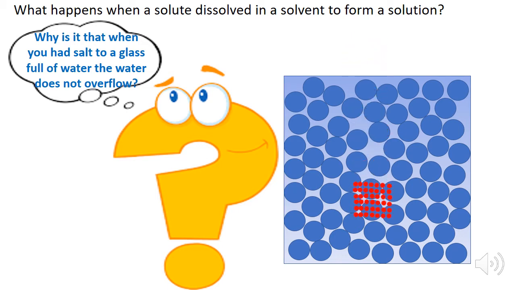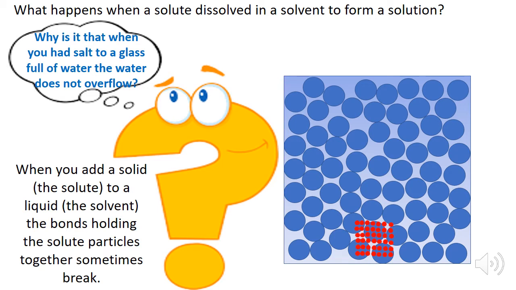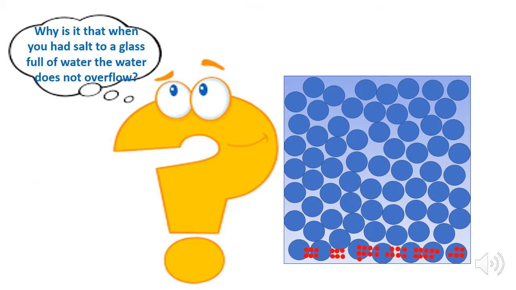So if I was to add my salt into the liquid, some of the bonds holding that salt together, holding the solute particles together, can break. So these small particles of salt, when they break away from each other, can go and fill in the gaps between the water molecules. If you look here, you can see that these salt particles are small enough to fit in between the water molecules. So they're still there, they're just hiding.